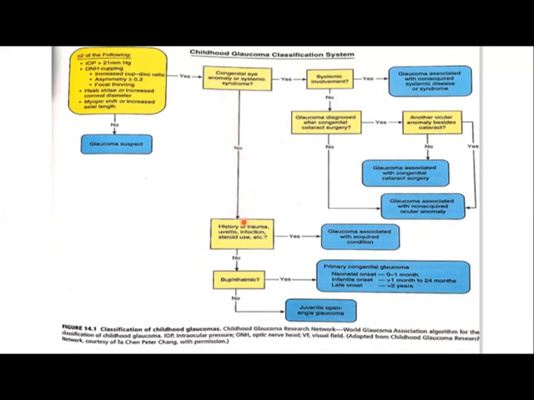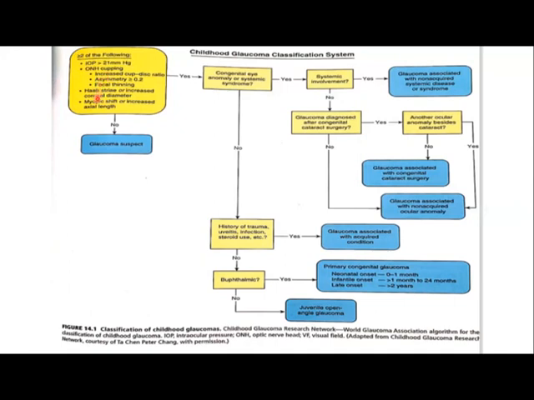Then we have to take the history of trauma, uveitis, infection, steroid use, etc. If any of this is present, then we are labeling the child as glaucoma associated with an acquired condition. If nothing is present in this child and the eye is ophthalmic, then we are labeling this as primary congenital glaucoma.